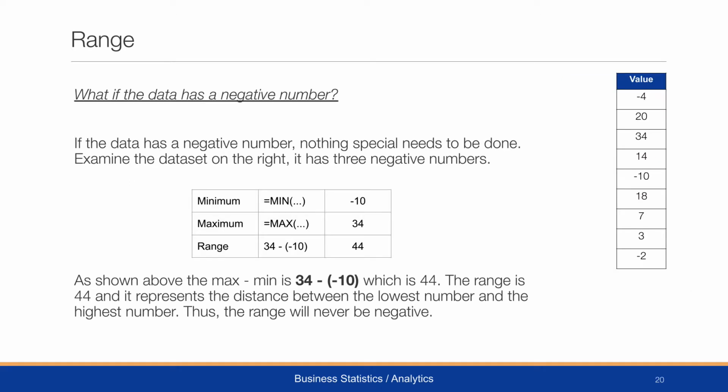Now, what if the data has negative numbers? Well, if the data is a negative number, nothing special needs to be done. So here's an example where we have our minimum and maximum. The minimum is negative 10 and the maximum is 34. If we just do that same subtraction, 34 minus a negative 10, it will show us the range is 44. And that's correct, because it's going to be 34 on the positive side, and then it's going to be 10 to the negative side. So we add that up and we get 44. So the range will never be negative. That's not going to happen.